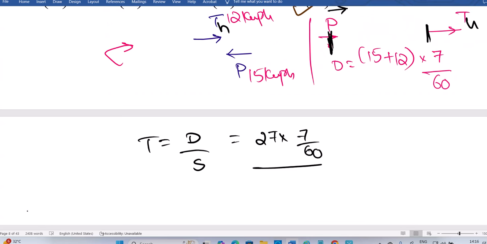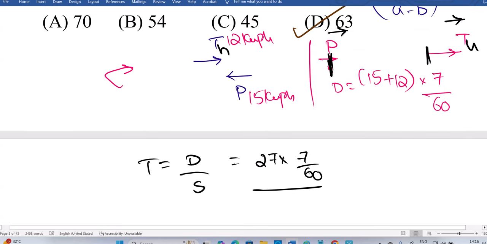Speed. Now, both are traveling in the same direction or opposite direction? Same direction, so the speed must be subtracted. That's why 3. Now I think you can understand why I added a plus b in the numerator and a minus b in the denominator, into time.